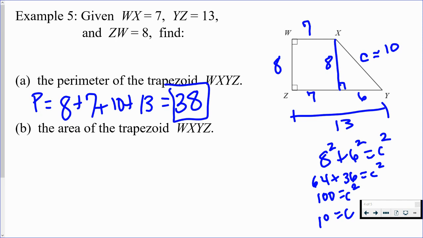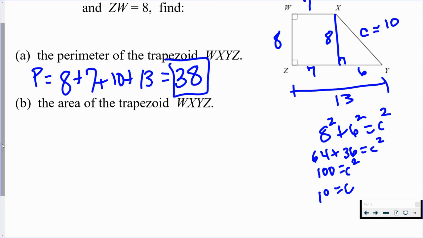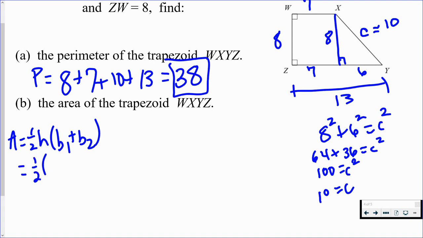Then we want to find area. There are two ways that we can find area, and I'm going to go through both of them with you. The first way is if we know the area formula for a trapezoid. Area formula for a trapezoid is 1/2 times the height times base 1 plus base 2, so the sum of the bases. So let's think about here. 1/2 times the height. The height of the trapezoid is 8. One of the bases is 7, and the other base is 13.